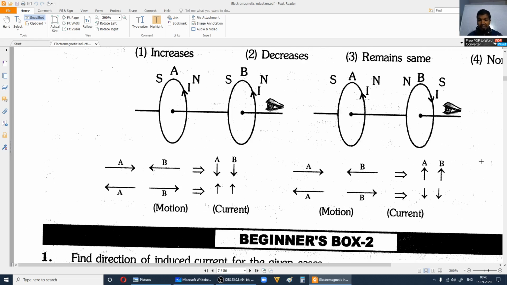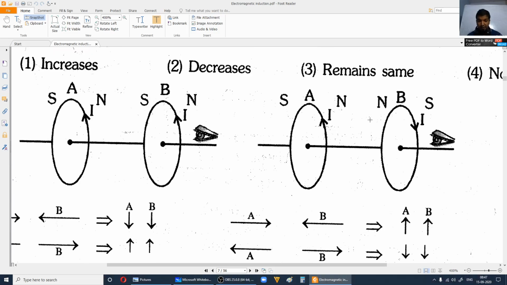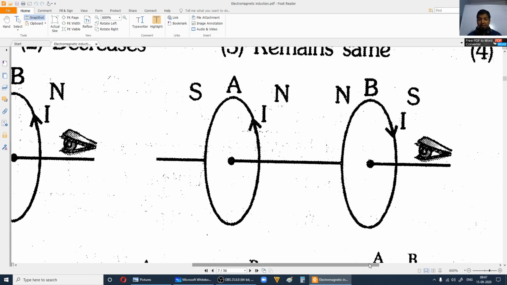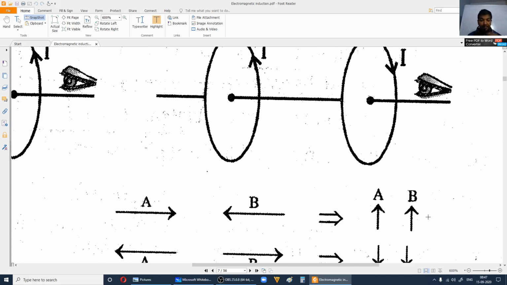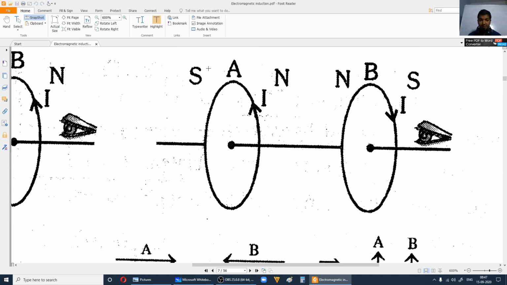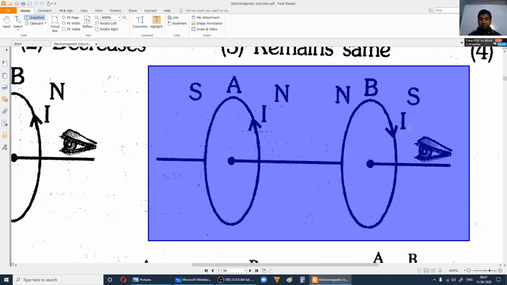Now let us go to the next case where the currents in the coils are in opposite sense with respect to each other. The current in coil A is anti-clockwise, and the current in coil B is in clockwise sense. In that case, how will the current be induced when you move them towards each other or away from each other? Okay, so let us try to understand that. All right, so this is the second problem.